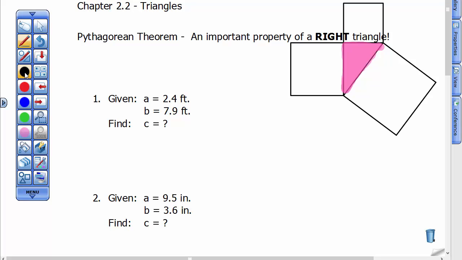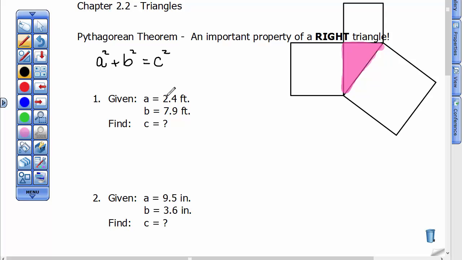This little clip is going to be about a very important theorem called the Pythagorean Theorem as it applies to the property of a right triangle. Everybody has heard about the Pythagorean Theorem. The Pythagorean Theorem says that a squared plus b squared equals c squared.